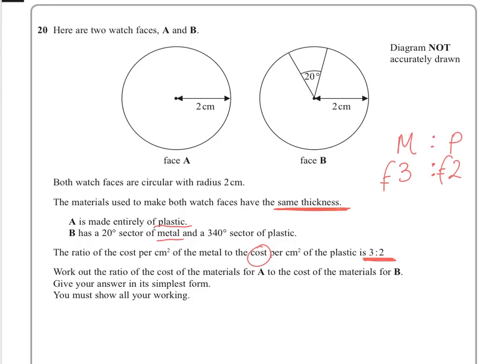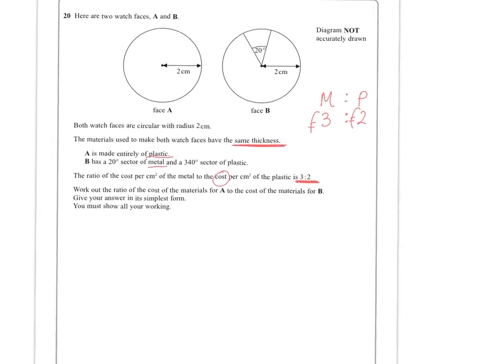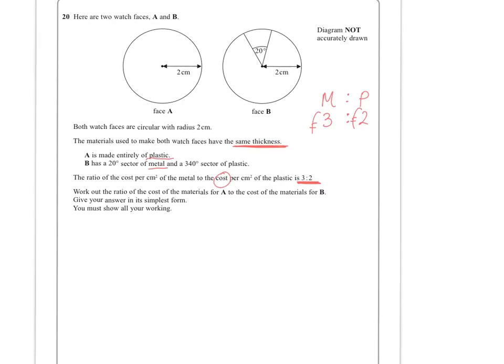So if we look at watch face A first, so let's have a look. So watch A, then the surface area is just pi times the radius squared. And if you've got a calculator, you could start to decimalize this, but I'm just going to do it without a calculator. You can do it with, it doesn't really matter. We're going to get the same answer at the end. So that gives me 4 pi, and that's in centimeters squared.